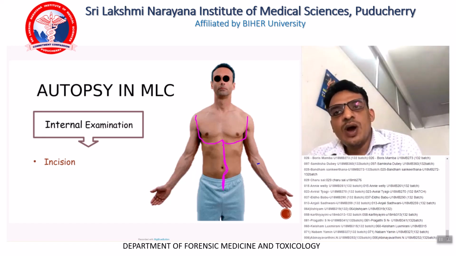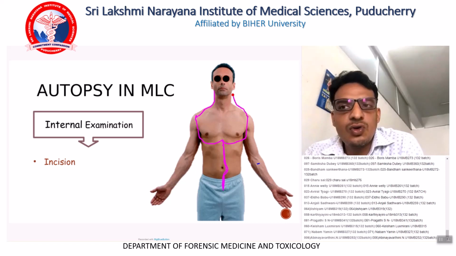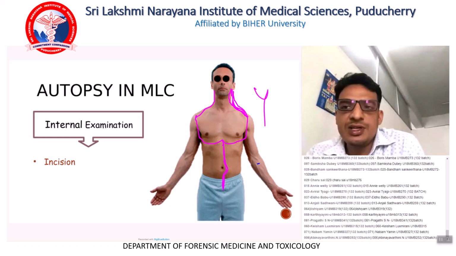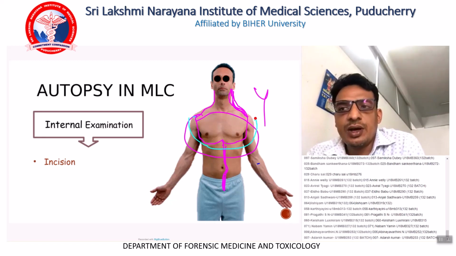This is the Y-shaped incision. It can be connected to head incisions that are given. I'll tell you about head incisions also. It can be connected upwards like this. You can see the Y forming, two limbs of the Y and the third limb of the Y. So this is a Y-shaped incision.